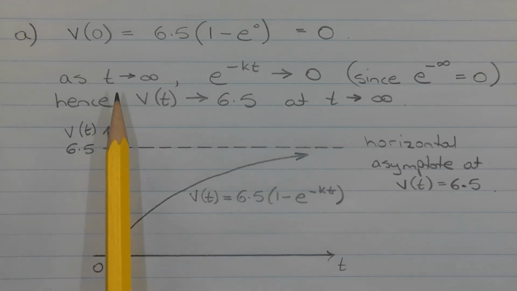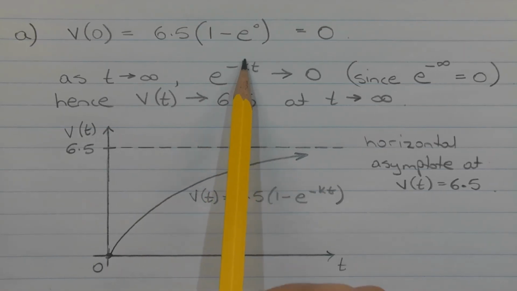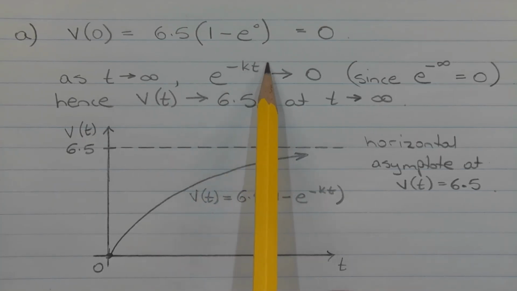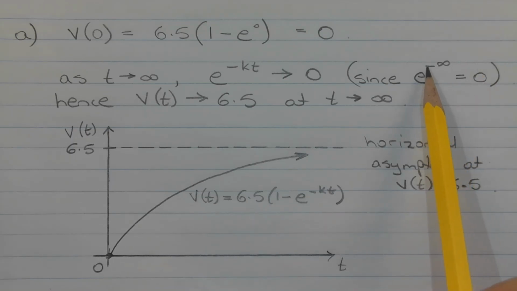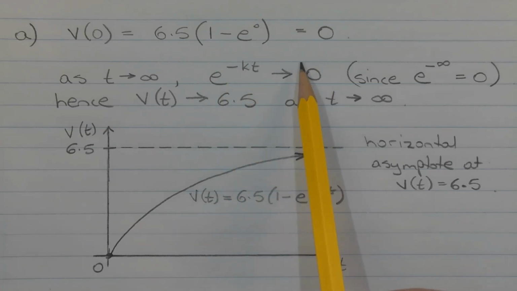Let's see what happens as t approaches infinity. In other words, as time gets larger and larger, let's see what happens to e to the power of negative kt. Now k is positive, so we have a negative times a positive, which makes a negative, multiplied by a large value of t. Effectively, we're looking at e to the power of negative infinity. So as t gets bigger and bigger, e to the power of negative kt gets smaller and smaller, in the sense that it gets closer and closer to 0.